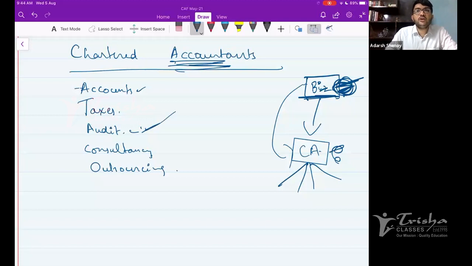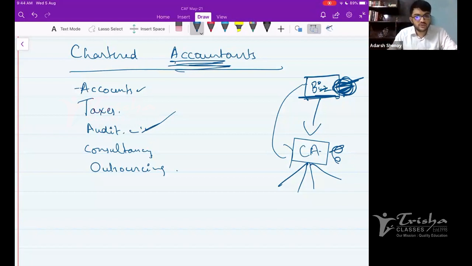Then there's the concept of internal audit, that is, within the organization, auditing can happen. Anyone can do this, not just CAs, but CAs are preferred here also, but there's no compulsion that a CA only has to audit it.